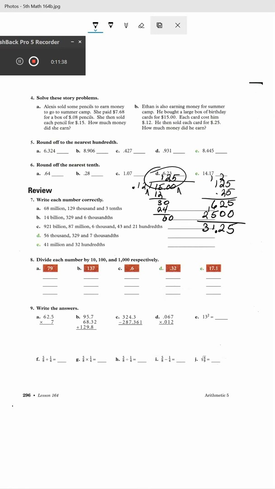But we have to subtract out what he paid for them, which was the $15, before we find out how much he actually earned for camp. This is what I get. I get that he made $16.25. I haven't even looked at the book yet. Is that what you got? I'm looking at the book. I'm correct. All right.